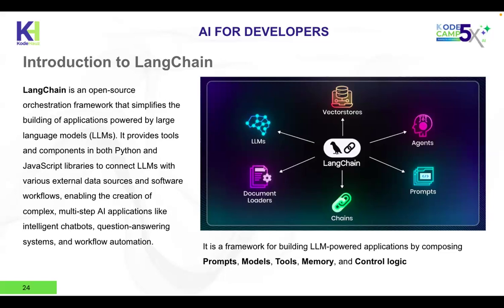So it's become the go-to orchestration framework. And what LangChain does is it simplifies building of applications that are powered by LLMs. It provides tools. We talked about tools. It provides components. LangChain exists both in Python and in JavaScript, right? And you can use them.